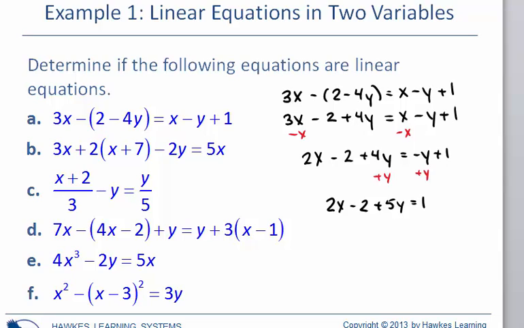And now we'll get our number on the right-hand side. So we'll do that by adding 2. So we have 2x plus 5y is equal to 3. And we can see that this is a linear equation in two variables in standard form. So we'll answer yes to this one.